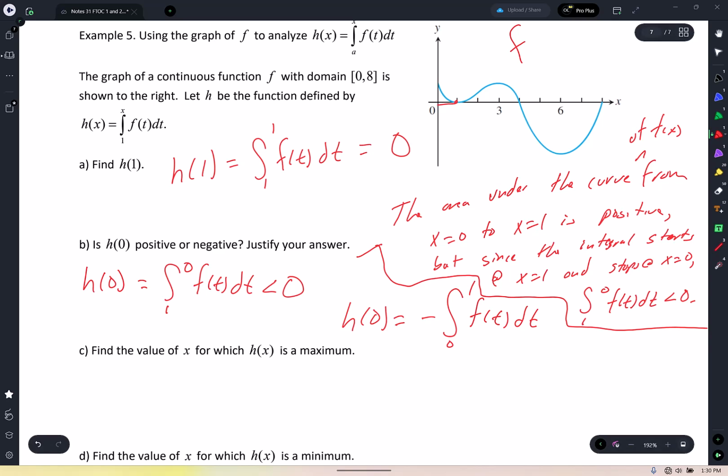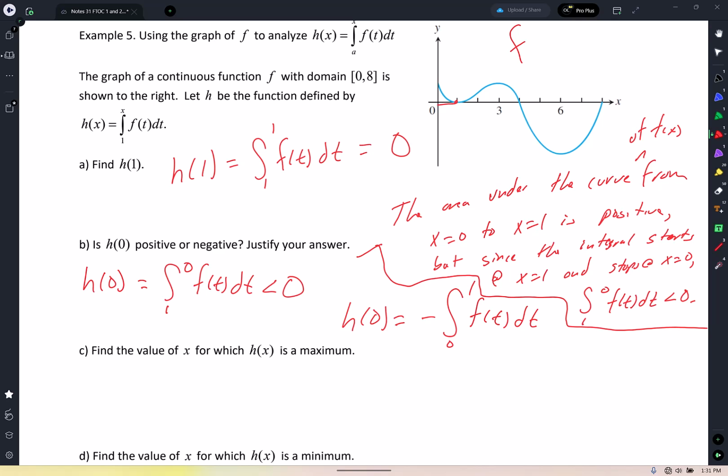Does that all make sense? The area under the curve of f of x from x equals 0 to x equals 1 is positive, but since the integral starts at x equals 1 and stops at x equals 0, the integral from 1 to 0 of f of t dt is negative. Is that how we said it earlier, Pina? How did we say it? I felt like I said it better in first period. Area under the curve from x equals 0 to x equals 1 is positive, but the integral starts at x equals 1 and ends at x equals 0. Hence, the integral is negative.